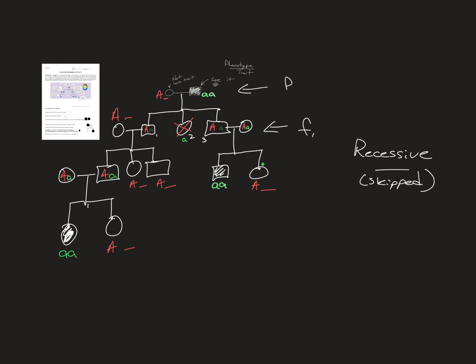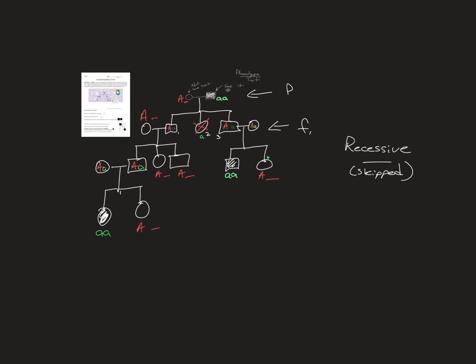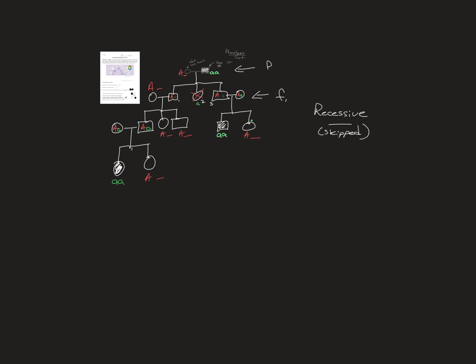So just because it's heterozygous doesn't mean that it's always shown? That's right. All you can tell is if someone has the dominant trait or the recessive. First, you have to figure out, is it dominant or recessive? If it skips a generation, it tells you 100% that it's a recessive trait. There's no doubt.